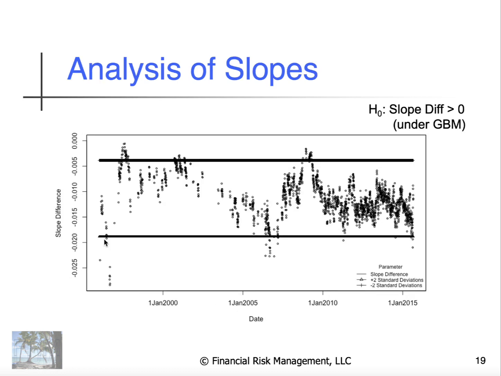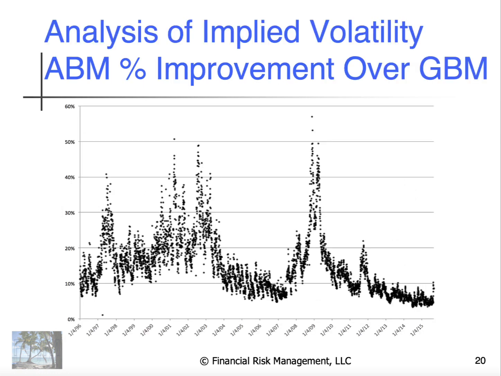This particular graph is a measure of slope difference. Under GBM, you would expect this slope difference to be positive. It is never positive over this entire empirical window. And the 2 standard deviations around this result is obviously not positive. And so this is, in my mind, overwhelming evidence that just on the analysis of slope, ABM-OVM fits equity option prices better than GBM does.